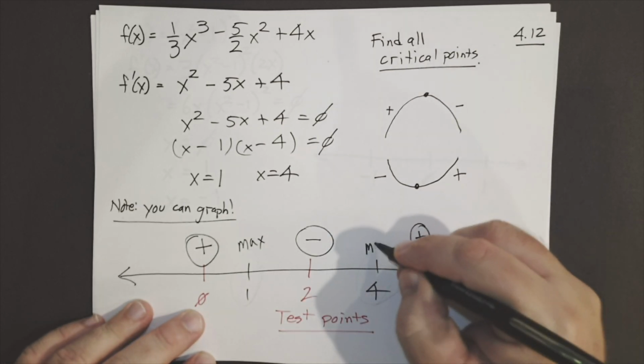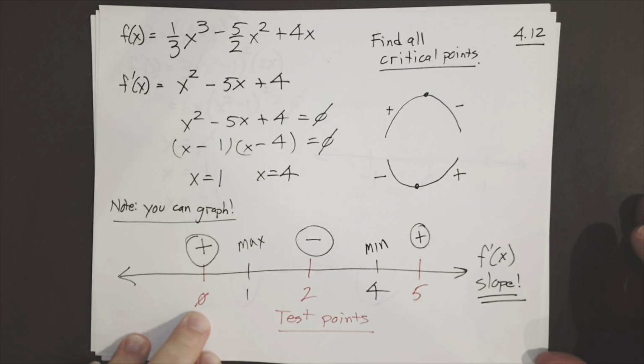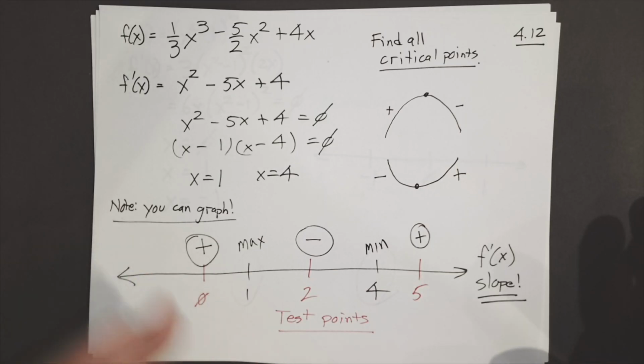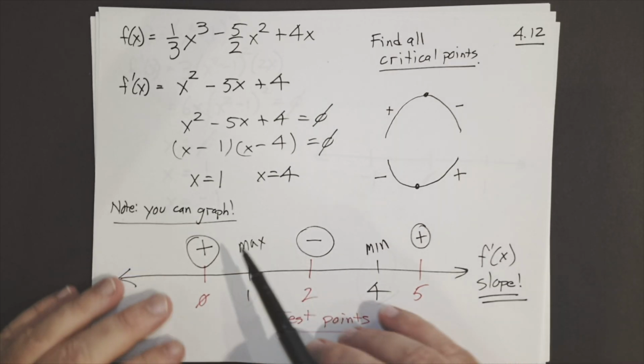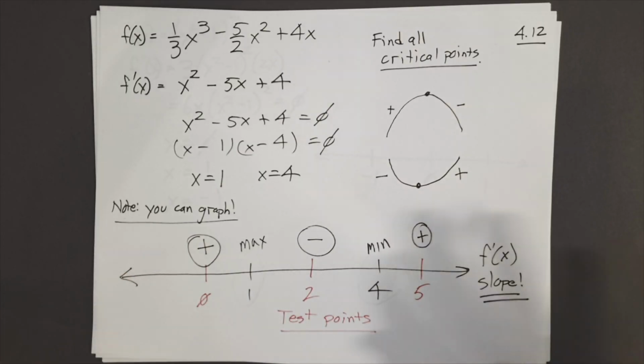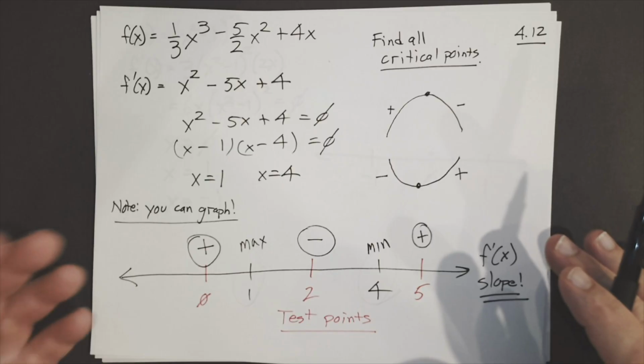So this is a min. All right, and are these global or local? Global. I say global; the book says absolute. Doesn't matter, it's all the same thing. When I say absolute, I mean: is this point the highest point anywhere on the entire graph? Is that point the lowest point anywhere on the entire graph? And the answer is no.